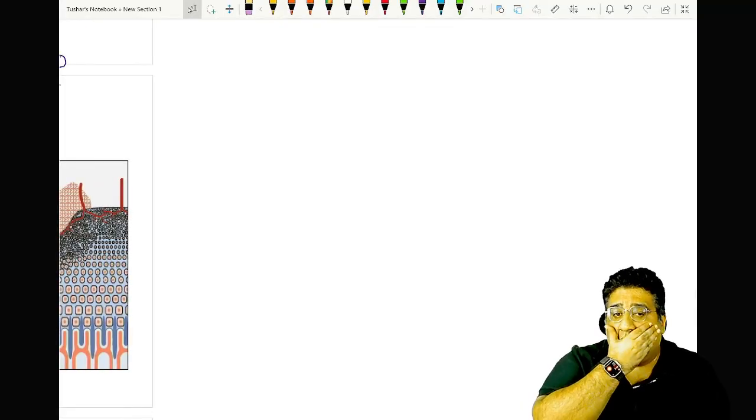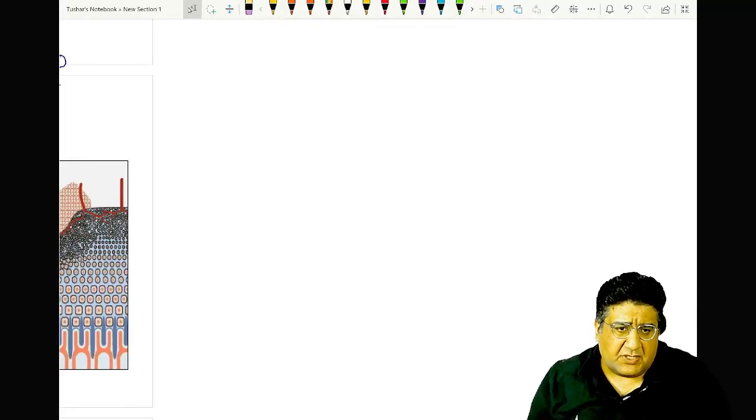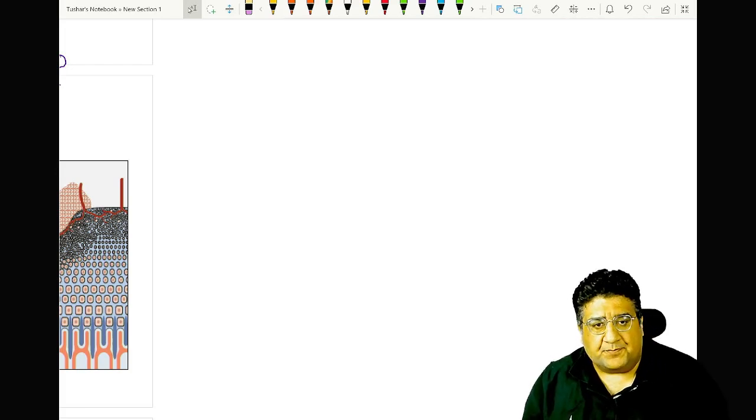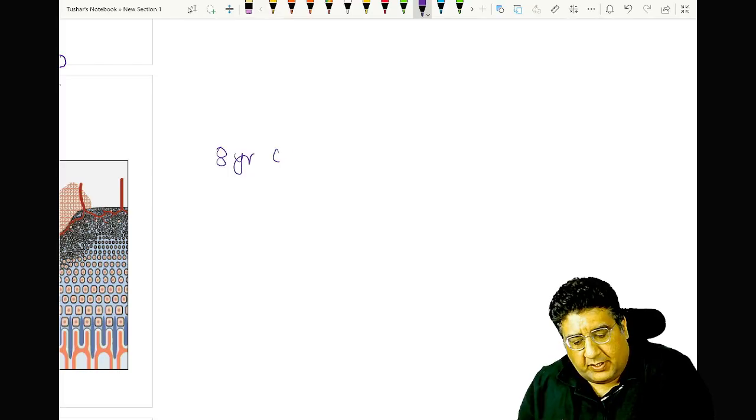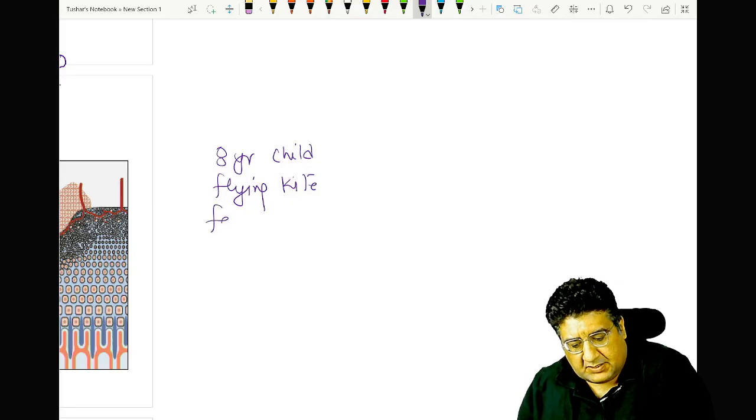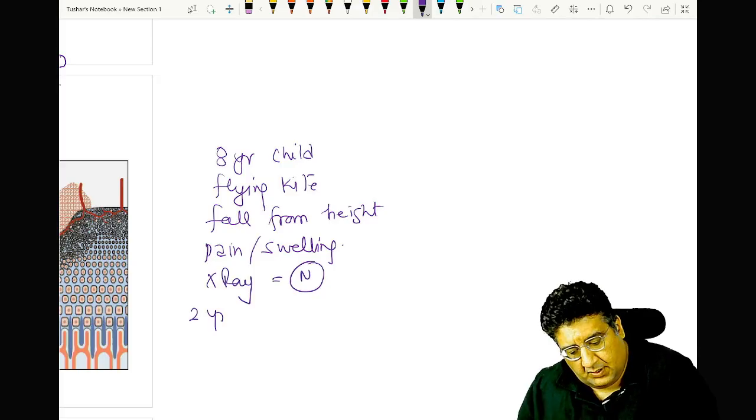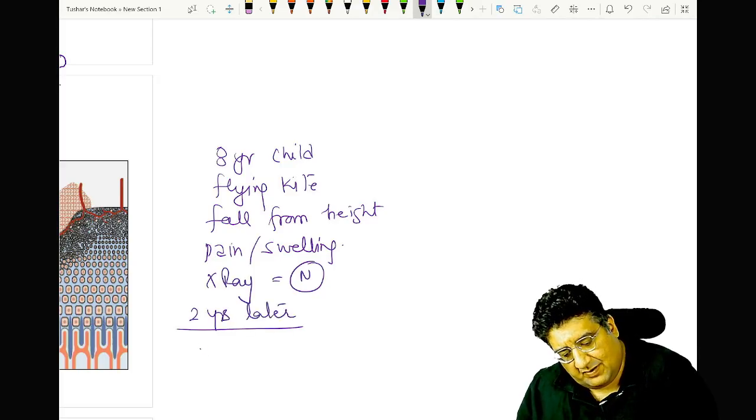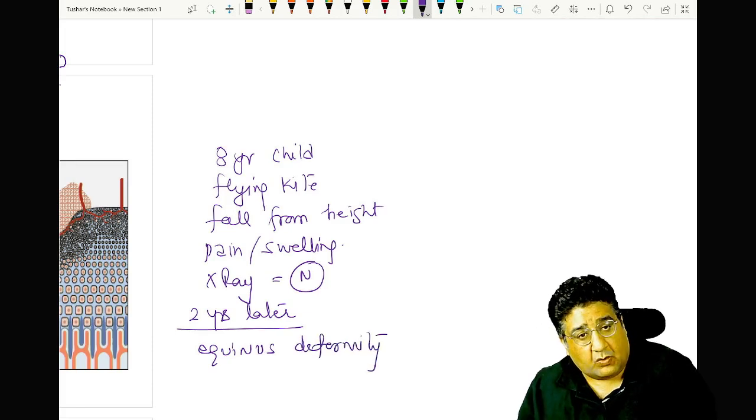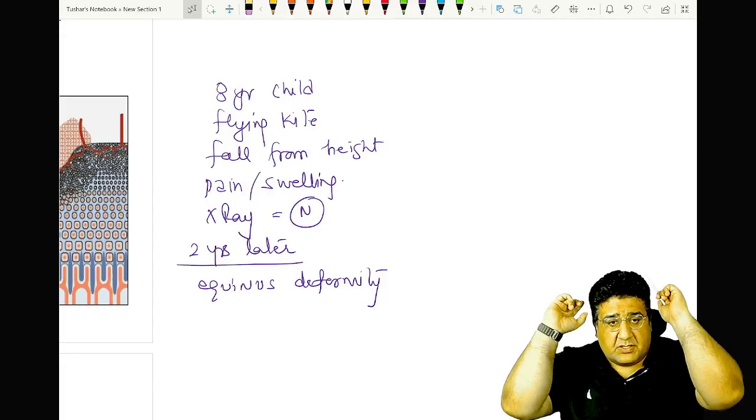I would like to utilize this opportunity of talking about a very important MCQ and a clinical case scenario that comes very often. An 8-year-old boy is flying a kite on the roof. He sustains a fall from the terrace. He has pain and swelling in his right ankle. Taken to a doctor who gets an X-ray done. X-ray comes absolutely normal. 2 years later, the child develops equinus deformity around the ankle. Question: what did we miss 2 years ago?